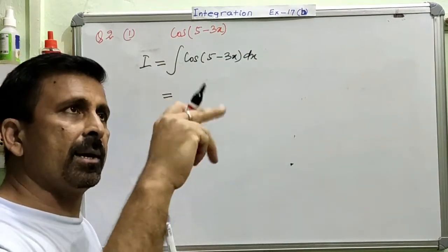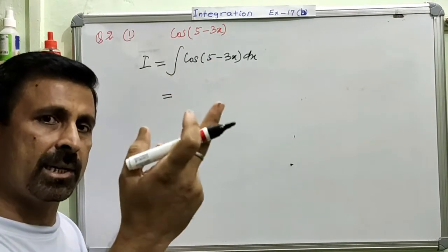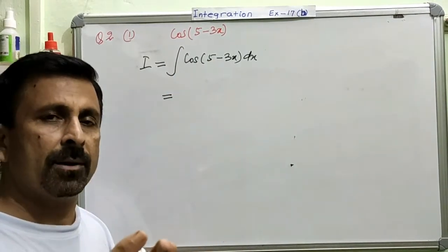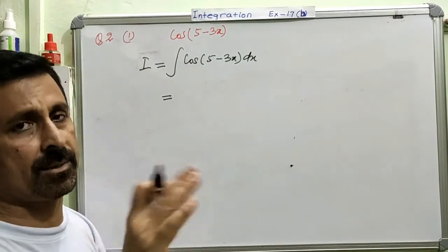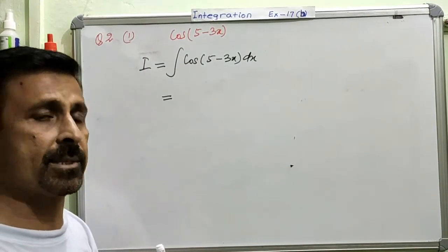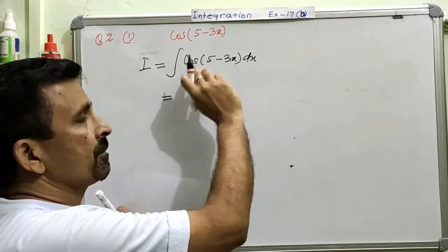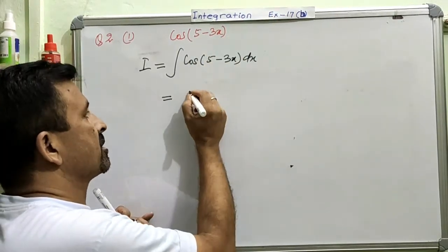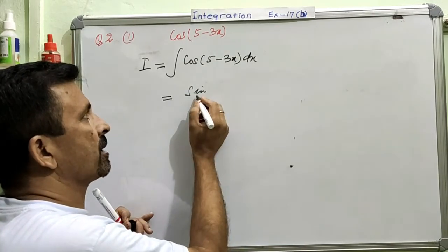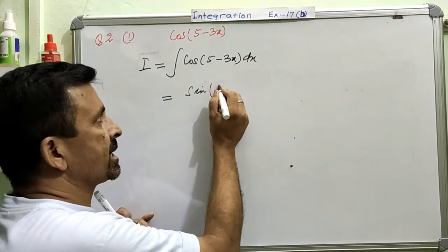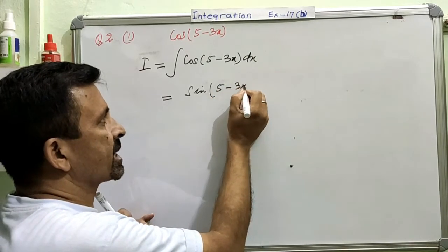And you remember, when the function is sine and it is positive, the derivative of that also will be positive. That means the father and son both will have the same sign. So here also the son and the father will have the same sign. So this will just become sine. The integration of cos will be sine, angle as it is, 5 minus 3x, right?